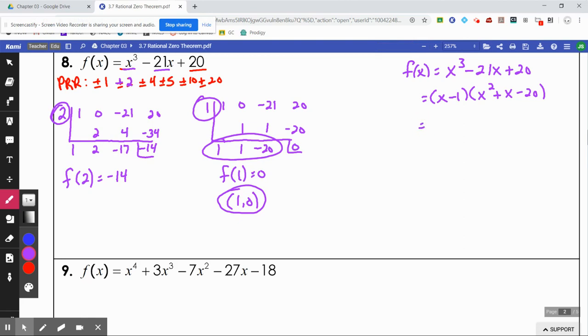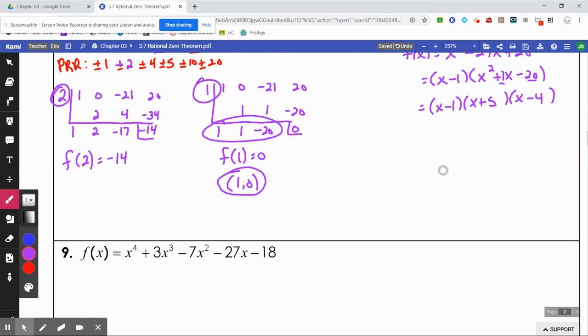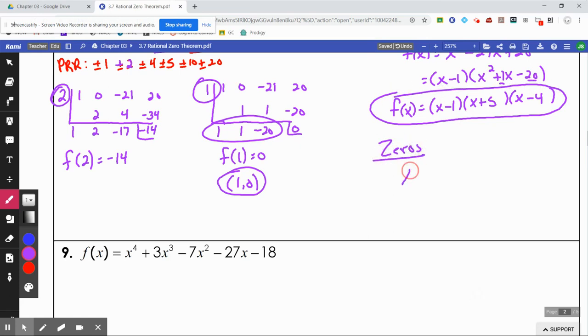So now what can I do? I can break it down with old methods. Two sets of parentheses, adds, multiplies would be a positive 5 and a negative 4. So this is my factored form of my function. Therefore my zeros, which is what I'm now looking for, are x equals 1, which we found right here, negative 5, and positive 4.